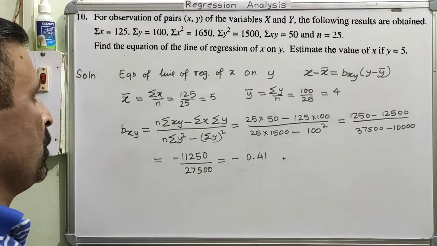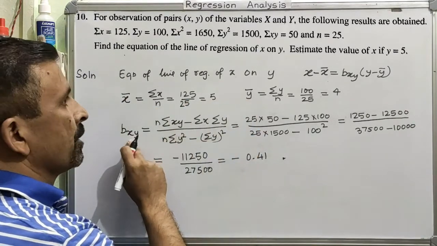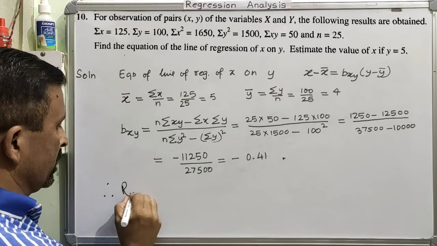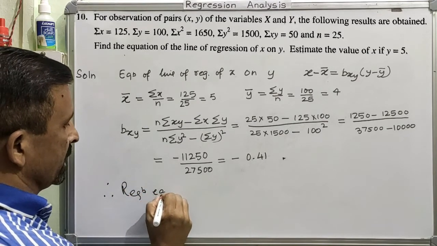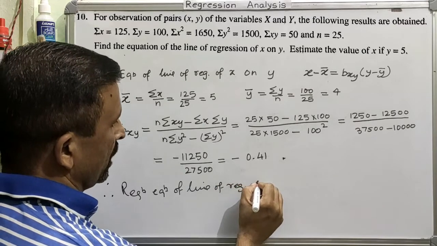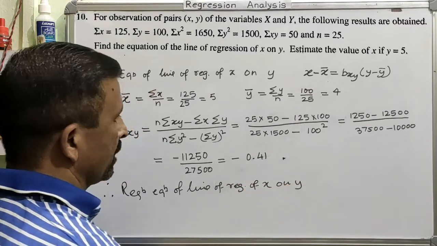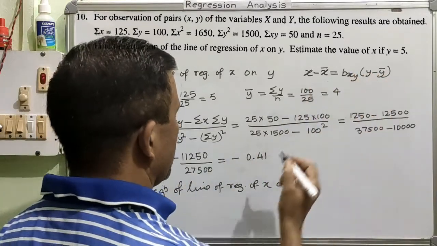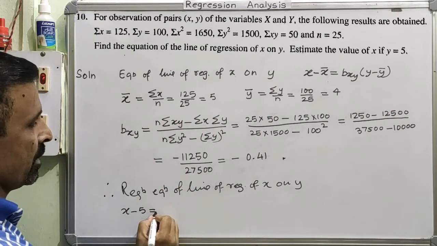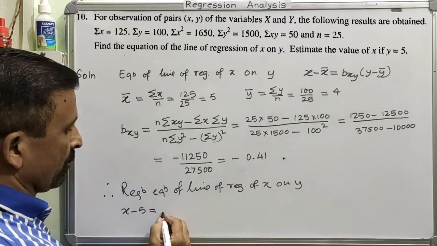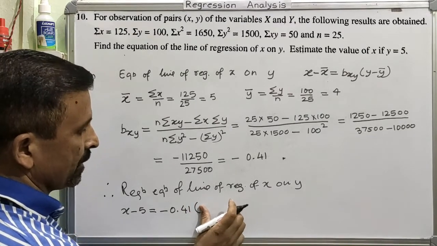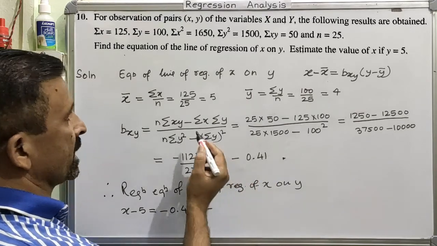Now you can see here, you have now prepared everything for your line of regression. So we can say now, therefore the required equation of line of regression of x on y, right? You know the formula is this formula. So in this formula we will put the value. So x minus x mean. X mean how much? Is 5. Is equal to bxy, we calculated minus 0.41, into y minus y mean. So y minus y mean, and y mean we calculated how much? 4.